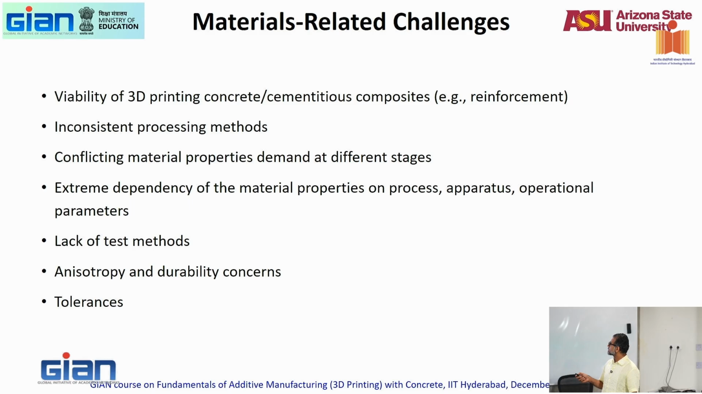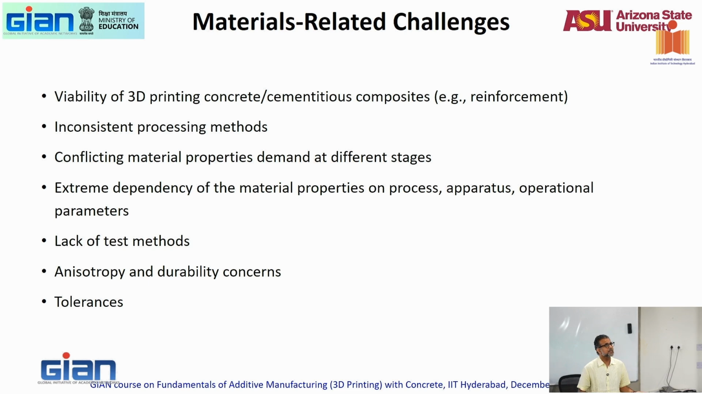Materials related challenges: variability of 3D printing concrete, cementitious composites, all of this we will see in the next 4 days. Inconsistent processing methods, conflicting material properties demanded at different stages. You need smooth flowing material at one instant. You need a hard material that can take the load immediately at the next instant. How do you balance those requirements?